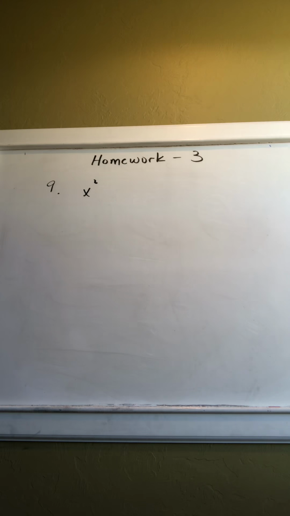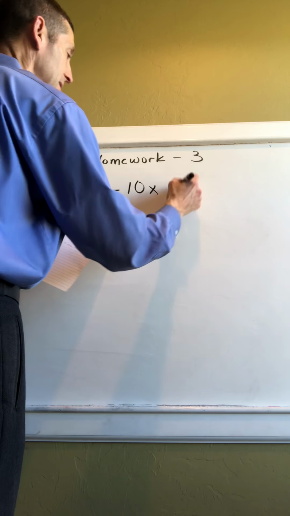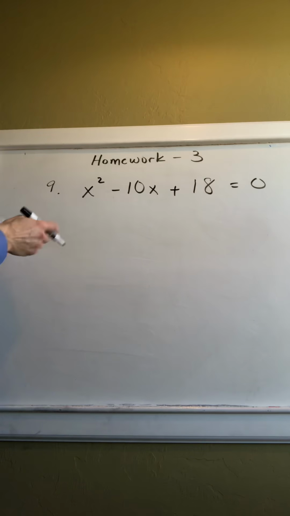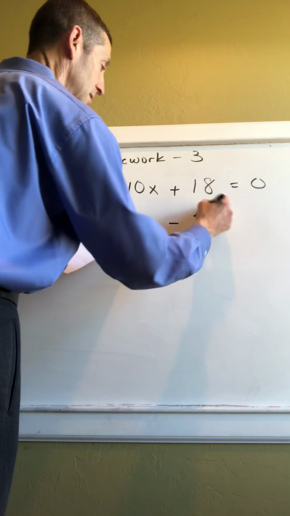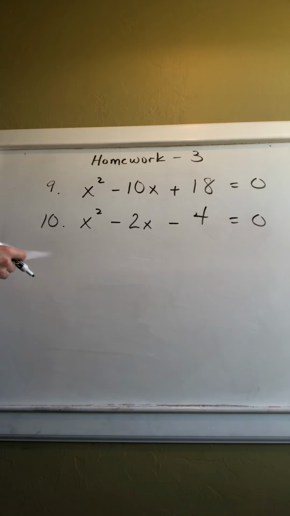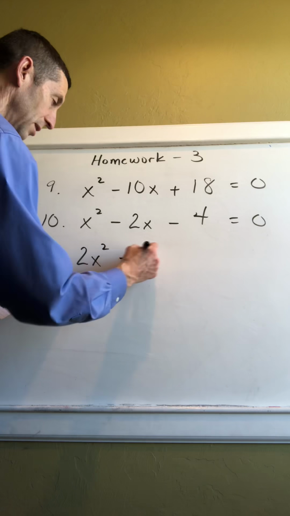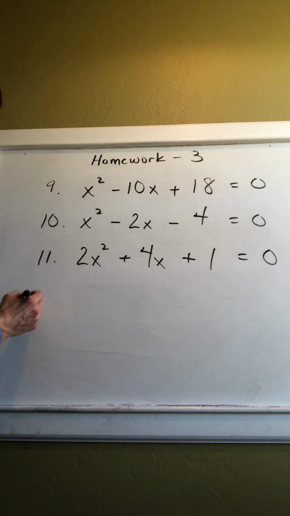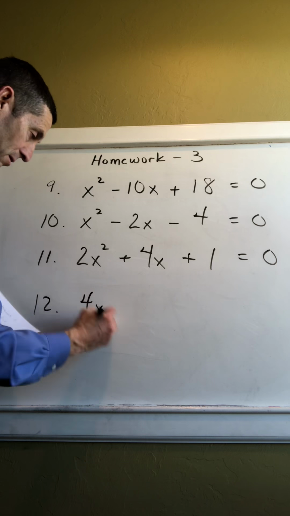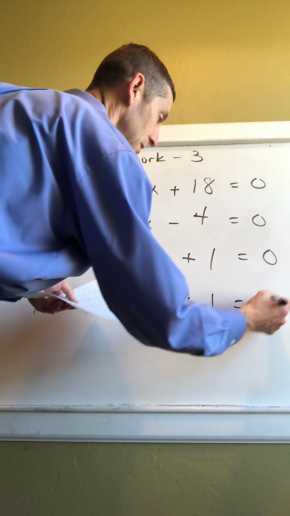X, whoa, that's not that good a square. So x squared minus 10x plus 18 equals 0. X squared minus 2x minus 4 equals 0. 11: x squared plus 4x plus 1 equals 0. And number 12, 4x squared minus 8x plus 1 equals 0.